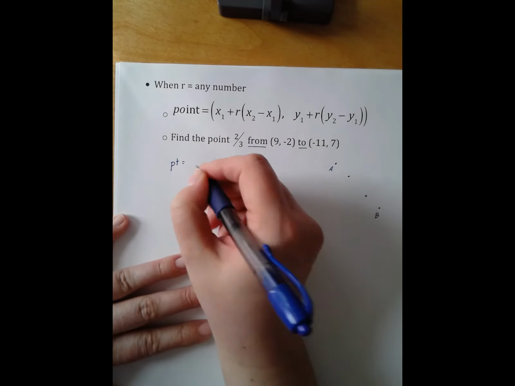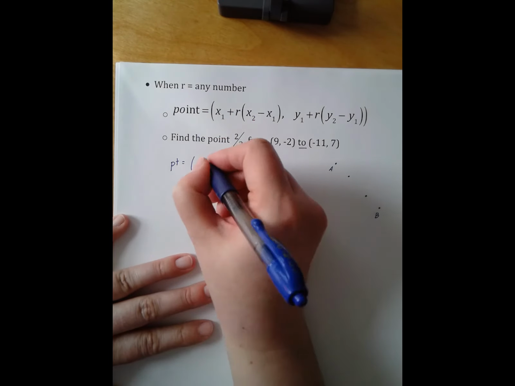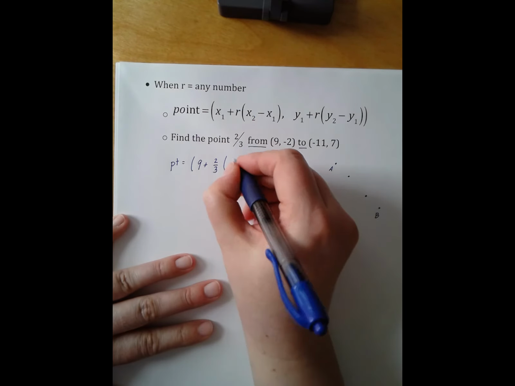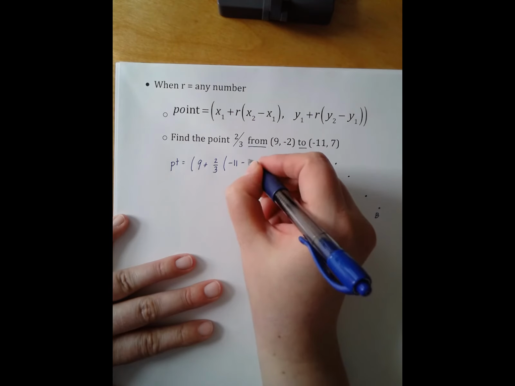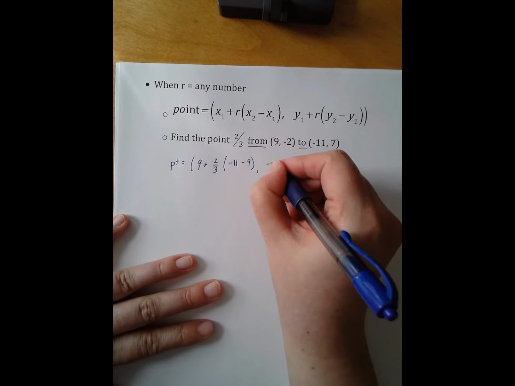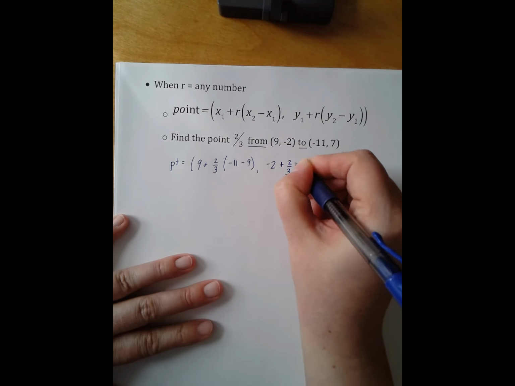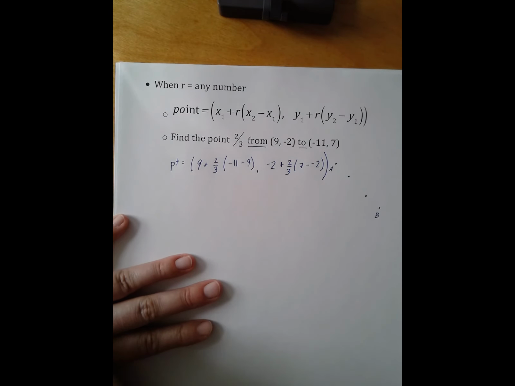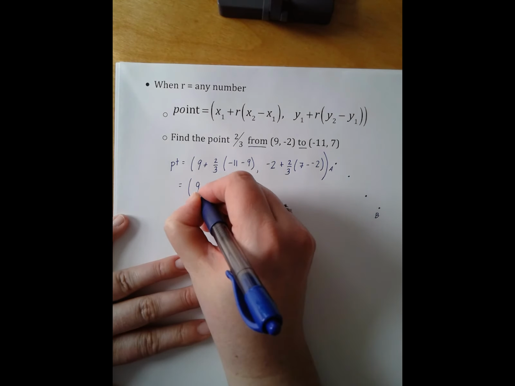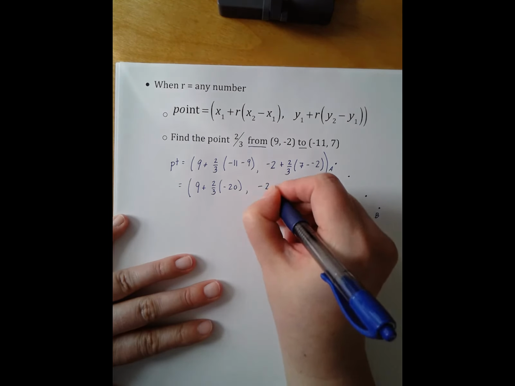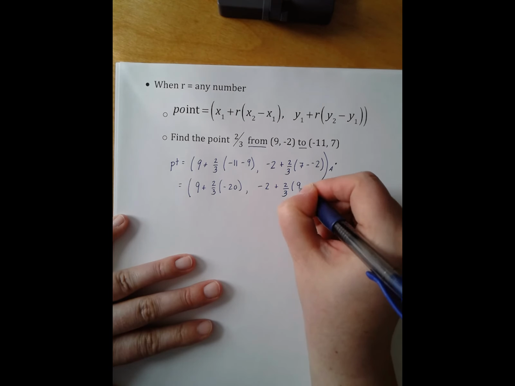So I'm going to say my point equals x1, 9, plus 2/3 of x2, -11, minus x1, comma, y1, so that's -2, plus 2/3 of y2, 7, minus y1, minus -2. And then I simplify. So I have 9 plus 2/3 of -20, and I have negative 2 plus 2/3 of 9.